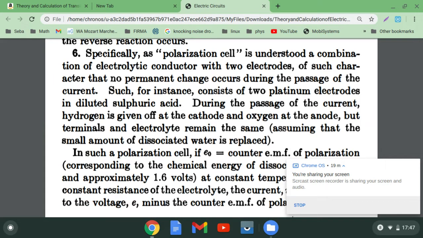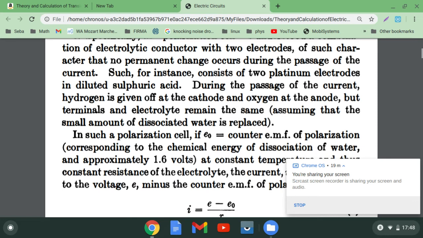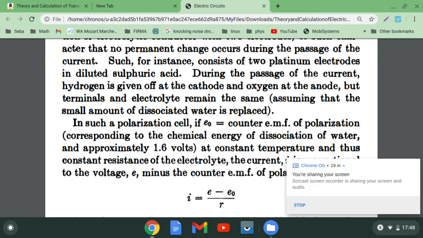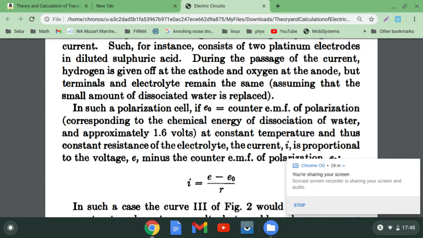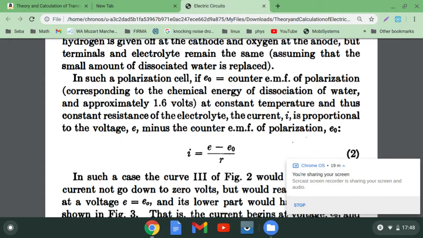Specifically, a polarization cell is understood as a combination of an electrolytic conductor with two electrodes of such character that no permanent change occurs during the passage of the current. Such, for instance, consists of two platinum electrodes in diluted sulfuric acid. During the passage of the current, hydrogen is given off at the cathode and oxygen at the anode, but the terminals and electrolyte remain the same, assuming that the small amount of dissociated water is replaced.